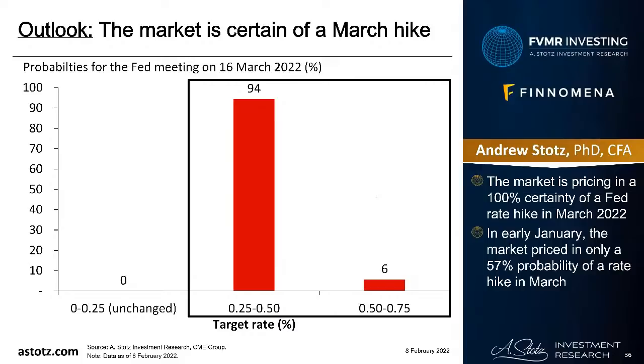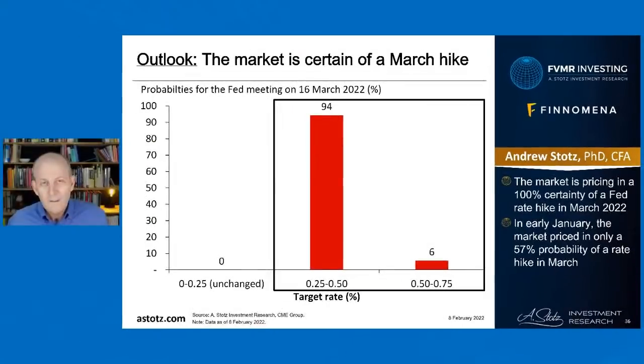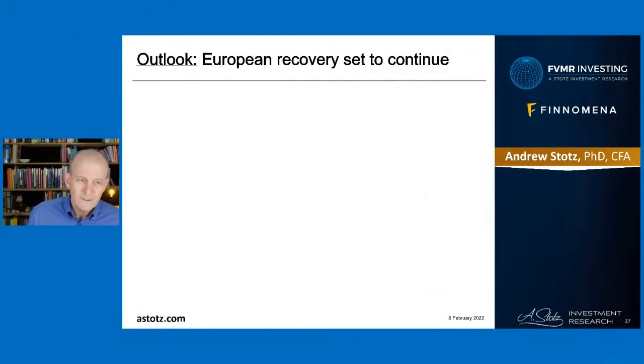So in January, the market priced in only a 57% probability of a rate hike in March, and now they're at 100%. So I'm not arguing that everybody, I believe everybody does feel like it's going to happen, and I feel like the Fed wants to do it, but when they come into a falling market, it's going to be a challenge. Now, European recovery is set to continue.